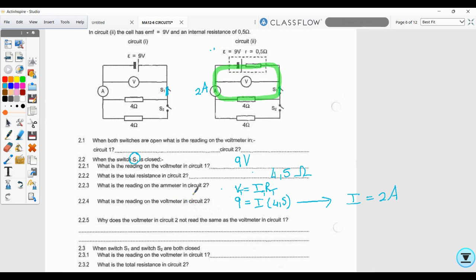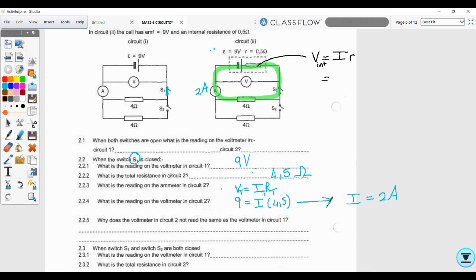Now they want the voltmeter reading. Is the voltmeter reading still going to be 9? Why not? There's a current flowing through the light, so there's going to be internal resistance. The battery's going to eat some of that energy. I can work out how much energy the battery is using by again using V equals I little r, because then this will be V internal. This is what the battery's stealing from the 9.